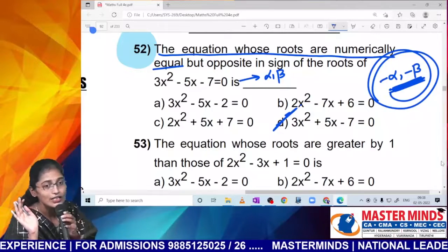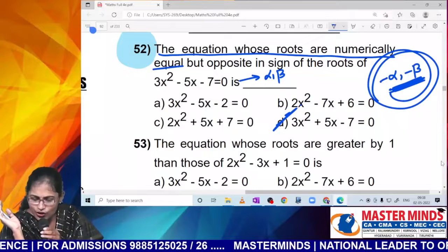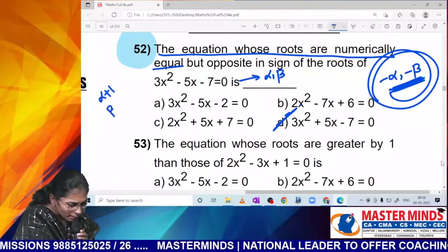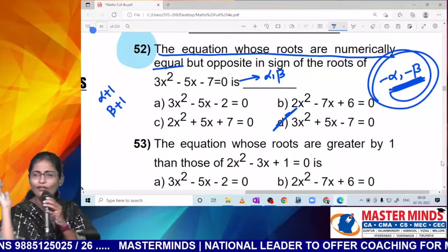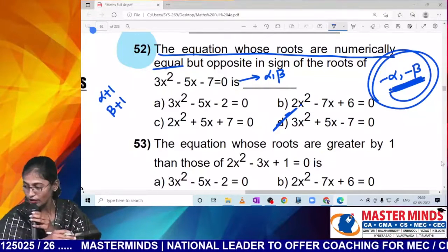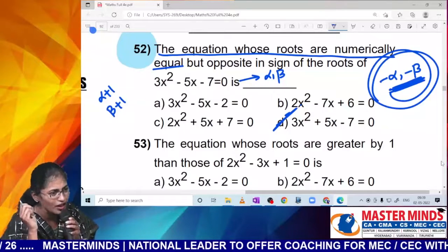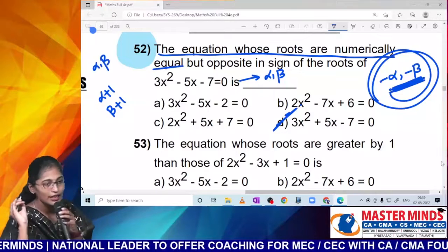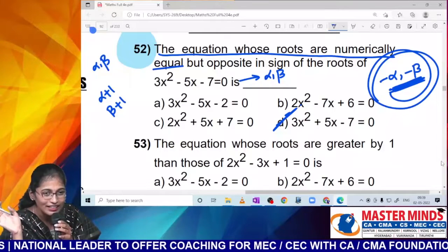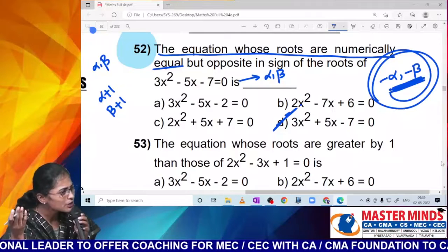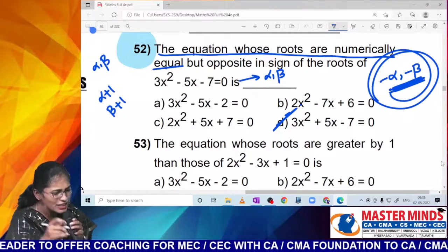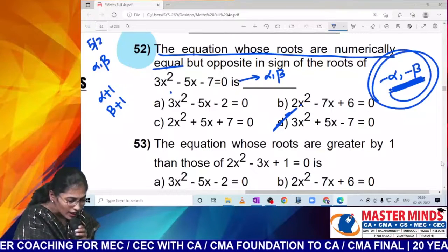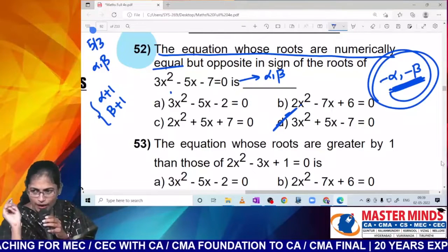Okay. So, suppose in future I ask you to frame an equation whose roots are alpha plus 1, beta plus 1. There's a formula called f of x minus 1 for that. But I'm not using that formula. Simply I'm using a basic formula. My old roots are alpha and beta. Don't you know what is alpha plus beta? Tell me what is alpha plus beta. Minus b by a means how much? 5 by 3. Now my new roots are alpha plus 1 and beta plus 1, right?